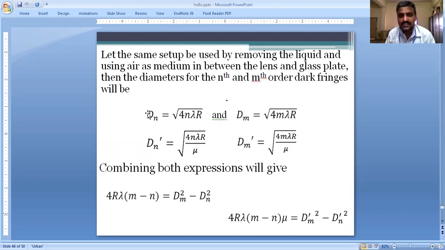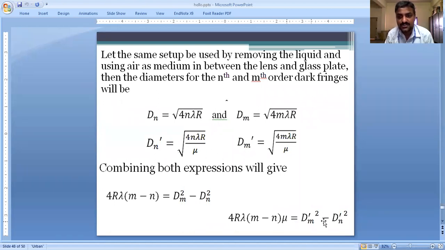Now what we do is, as usual, we just square both the terms and subtract one from the other. That is dn square minus dm square, or dm square minus dn square for this. And similarly, dm dash square minus dn dash square. You can see this. Combining these two expressions will give, as I mentioned, 4r lambda into m minus n. This is coming from the top set of equations, and 4r lambda m minus 1 into m minus n into mu is coming from the second lower set of equations, right?